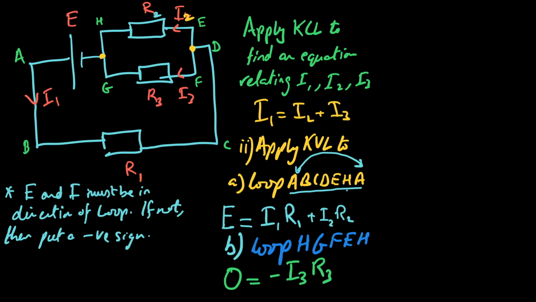Does that make sense? Because look, the loop is going from G to F, but the current is going from F to G. So you have to reverse the direction of current. So minus I3 R3, then F to E, nothing. And what about E to H? The current is in the direction. E to H, the current is in the direction. So plus I2 R2. That is the answer to this question.